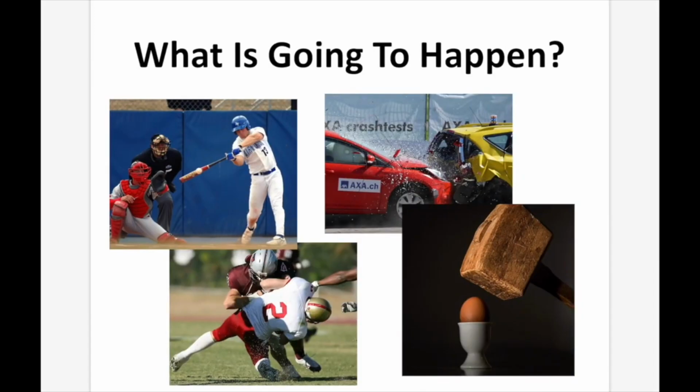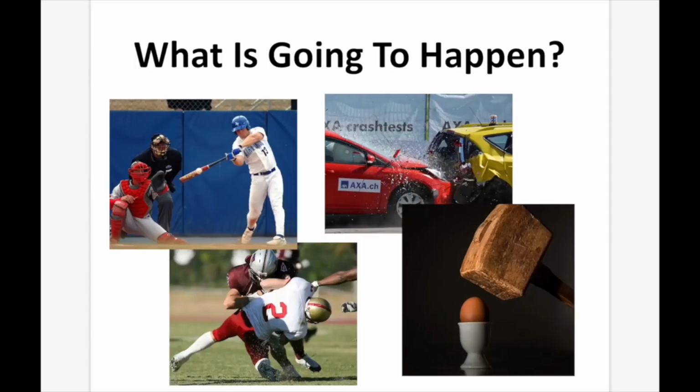So what's going to happen here? Pause the video and take a look at the four different pictures. So what do we think is going to happen in picture 1, 2, 3, and 4? Now picture number 1, we see the baseball player about to hit the baseball. The bat looks like it's going to be in contact with the ball and it's going to apply a force on that ball, propelling it forward.